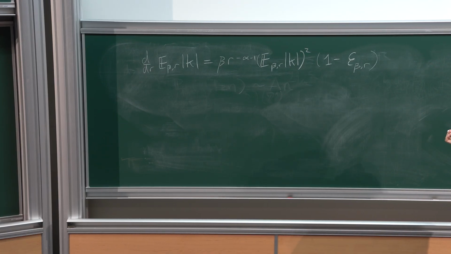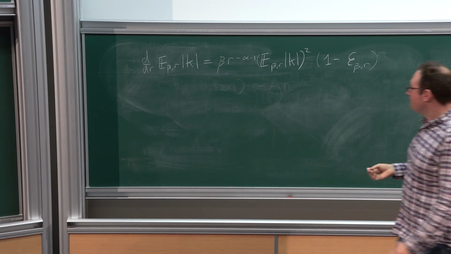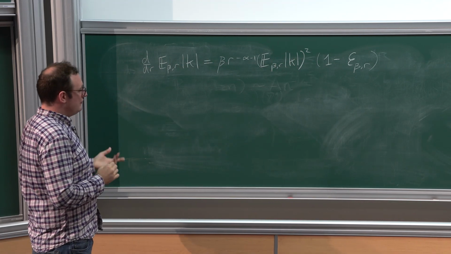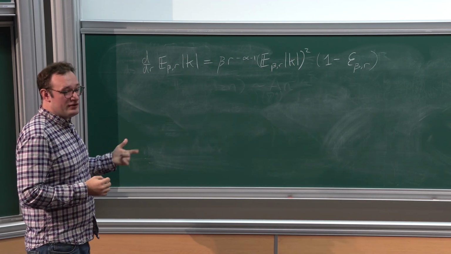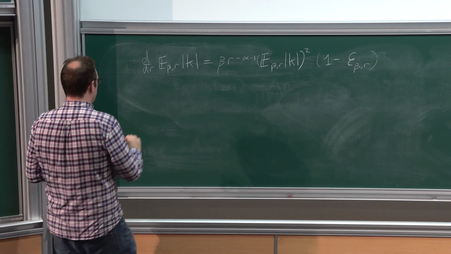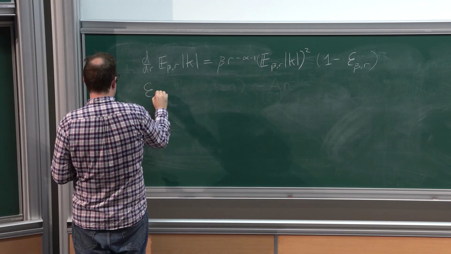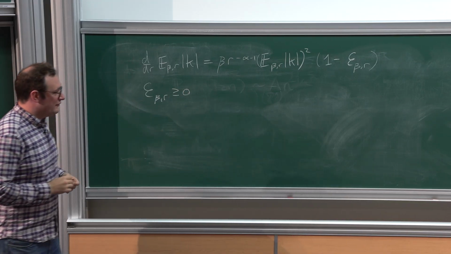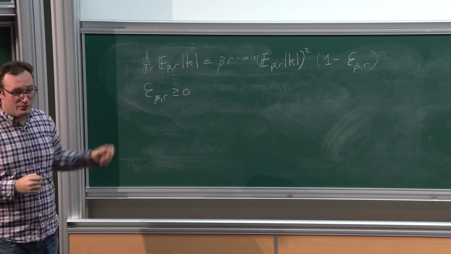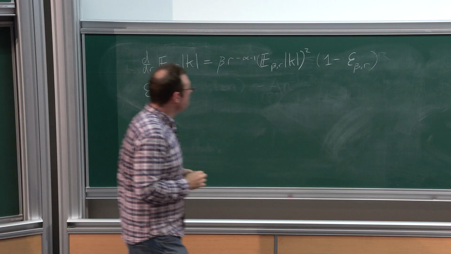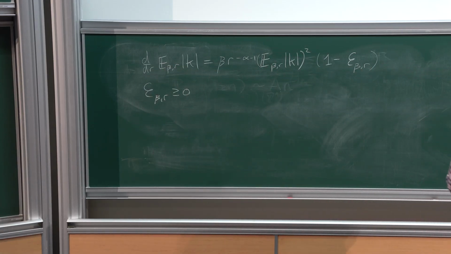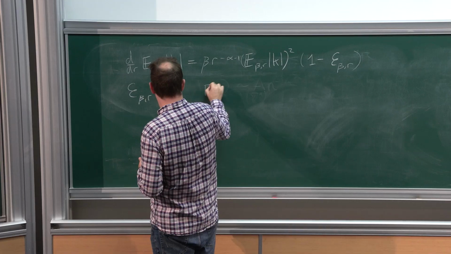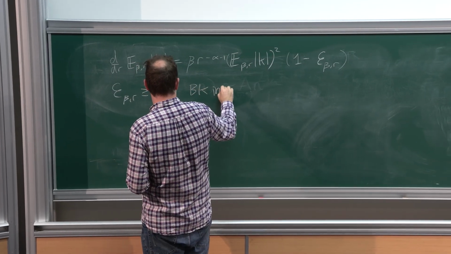I don't yet know this error term is actually small. But I want to give some bounds on this error term. So the first thing to notice is that the error is non-negative. I mean, I wrote it as a negative number there, but it's non-negative. And why is that? Well, if you like, this is just a BK inequality.